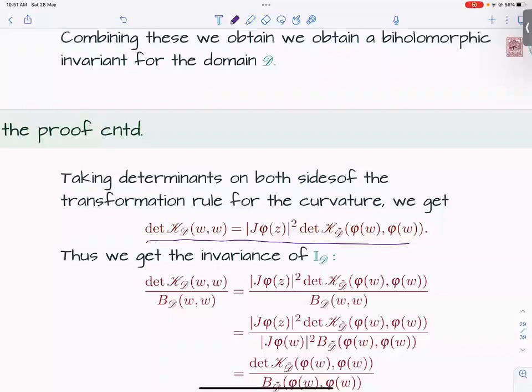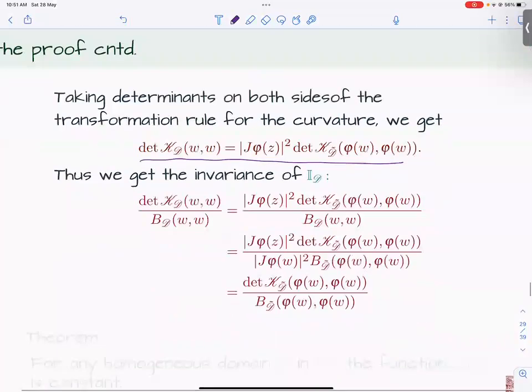Okay. But then we are in good shape because we get the I_D object that we had defined before, namely the determinant of the curvature of the Bergman kernel, divided by the Bergman kernel. It is exactly from here the Jacobian, that is the determinant of the derivative absolute square, times the determinant of the curvature divided by the Bergman kernel. Okay.